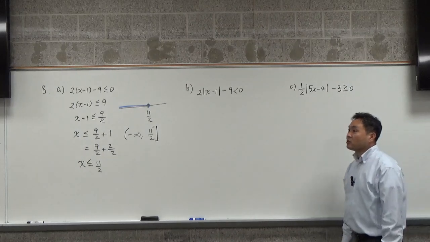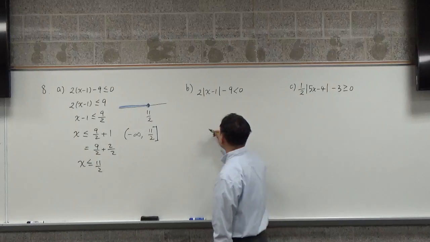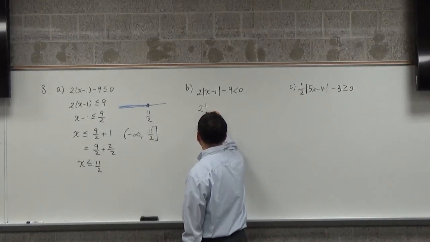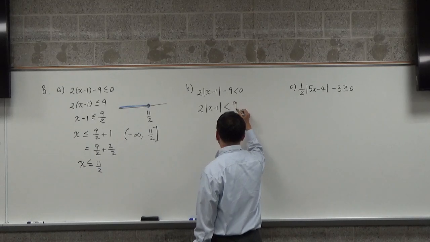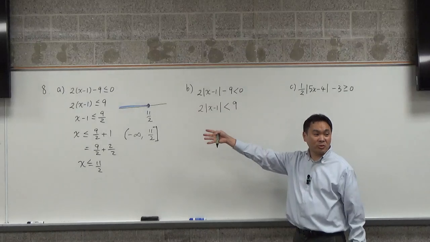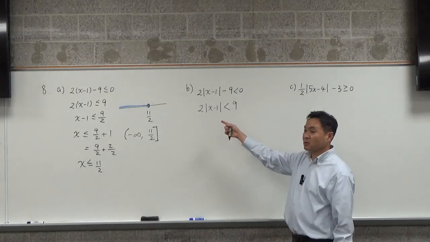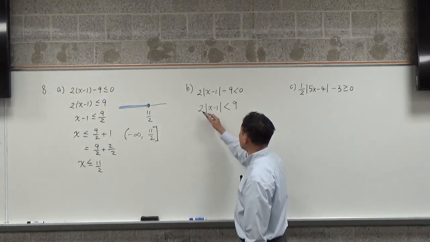Okay, now let's solve this inequality with the absolute value sign. So 2 absolute value of x minus 1. You want to add 9 to both sides. The solution is very similar to what we did over there, right? In the beginning, it's very similar. Okay? So you divide by 2.